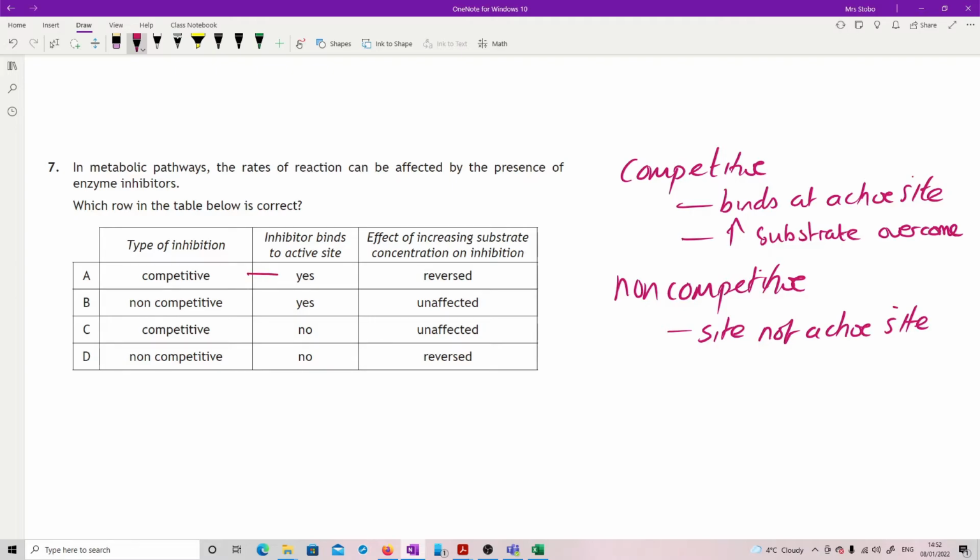Yes, I'm okay with that. Effective increasing substrate concentration reverses it. Actually, I'm all good with A, but check the rest. Non-competitive binds to active site. No, I don't agree with that because it doesn't. Competitive doesn't bind to active site. No, don't agree with that. Non-competitive binds to active site. No, I'm okay with that. And effects of substrate concentration reversed. No, because that doesn't do anything. Okay, so definitely A.